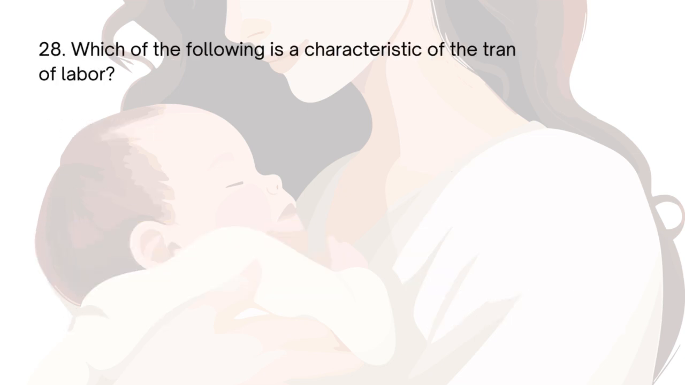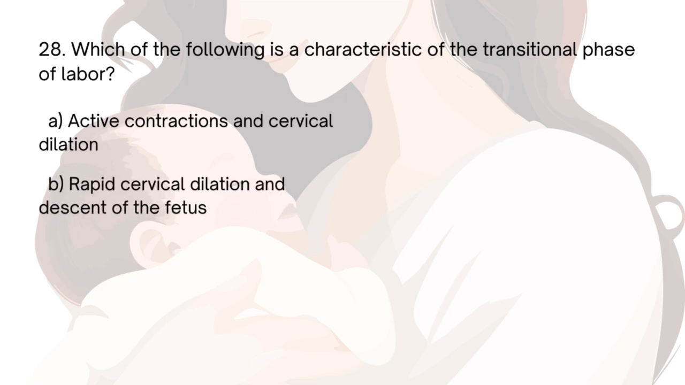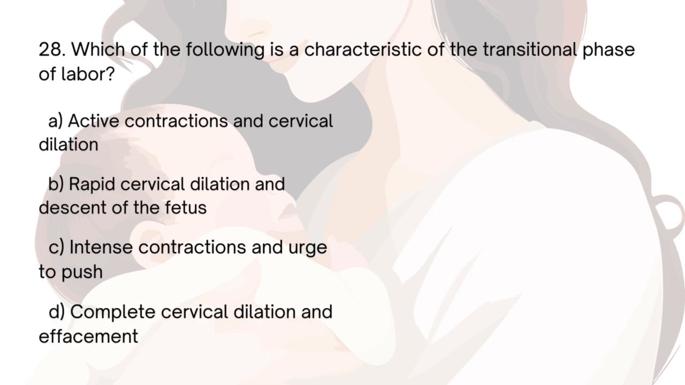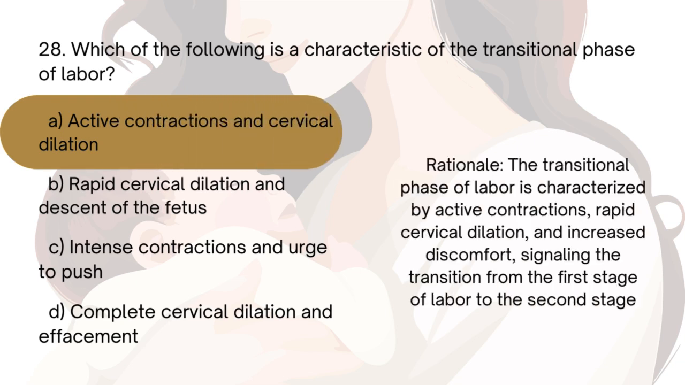28. Which of the following is a characteristic of the transitional phase of labor? A. Active contractions and cervical dilation. B. Rapid cervical dilation and descent of the fetus. C. Intense contractions and urge to push. D. Complete cervical dilation and effacement. Rationale: the transitional phase of labor is characterized by active contractions, rapid cervical dilation, and increased discomfort, signaling the transition from the first stage of labor to the second stage of labor.